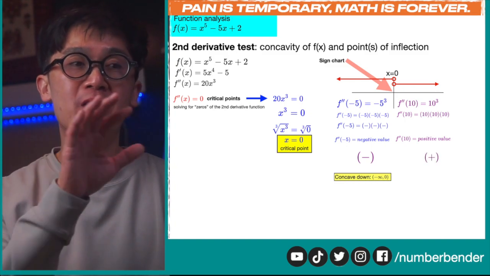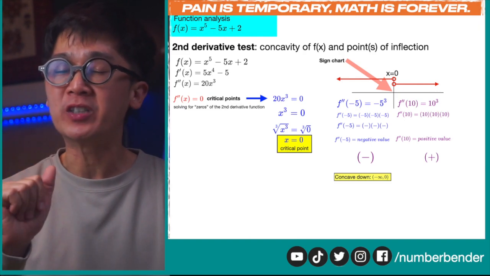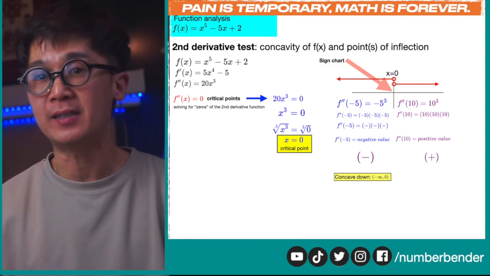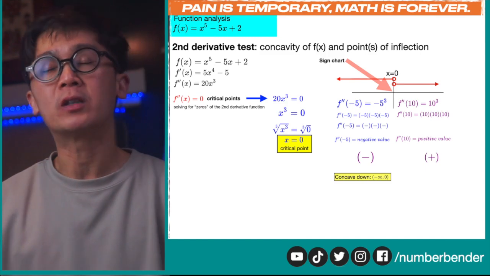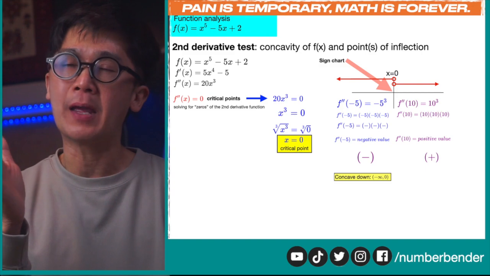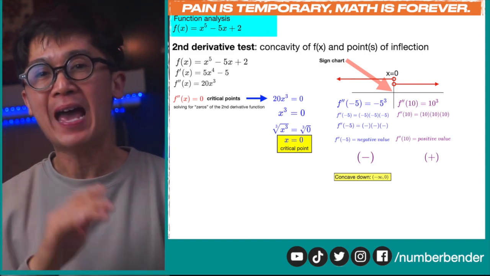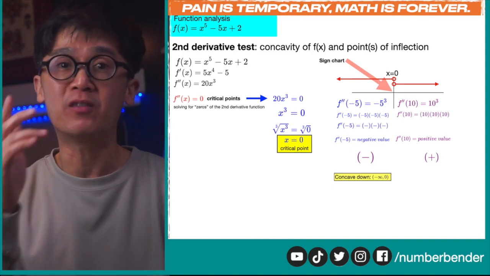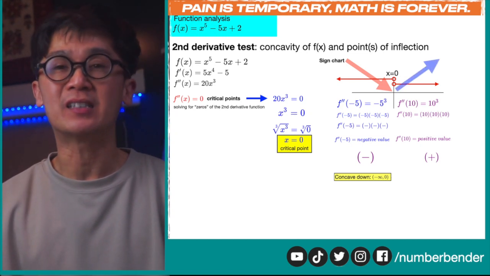So for this particular function, since nagkaroon ng pagbabago sa concavity from positive to negative, that means the POI exists. At yan ay sa x is equal to 0. Now, paano kung yung ating first interval at second interval ay magkaparehas ng sign? It's both positive or both negative. Then that means the point of inflection does not exist for that particular function. But for x to the fifth minus 5x plus 2, the POI exists at x is equal to 0.